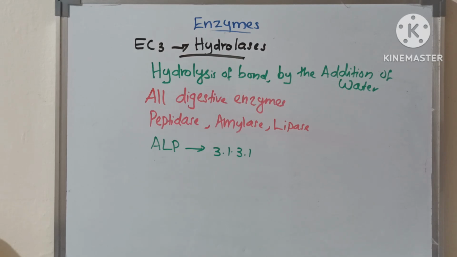Another example is alkaline phosphatase with the Enzyme Commission number 3.1.3.1. Here 3 represents hydrolases, 1 represents it acts on ester linkage, 3 represents phosphoric monoester hydrolase and 1 represents it is ALP.